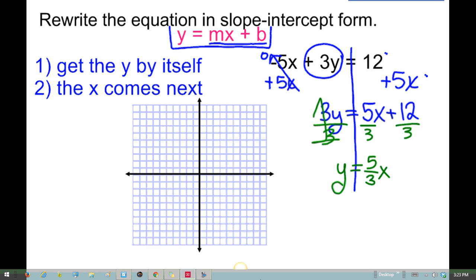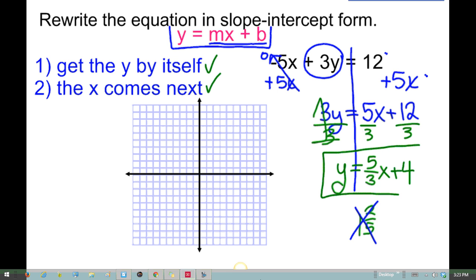I've got a slope that is a fraction, which is what I want. I know you guys could turn that into 1 and 2/5, but that's not going to help me graph. I need a rise and a run. This tells me that I will be rising 5 and running 3. And my final part here, 12 divided by 3 is 4. Now I'm going to check my two steps over here. Is the y by itself? Yes. Does the x come next? Yes. This equation is ready to graph.